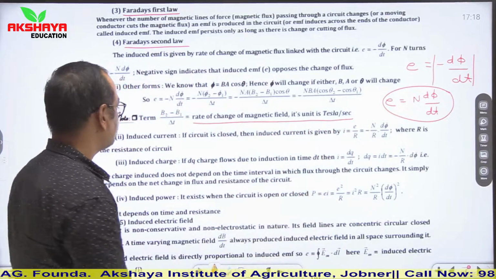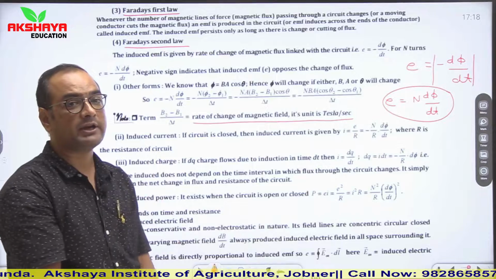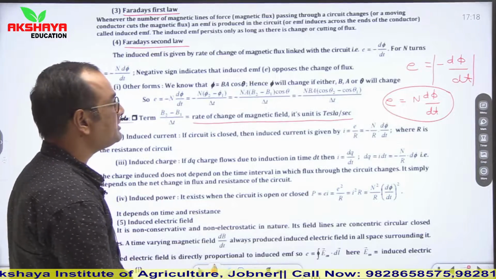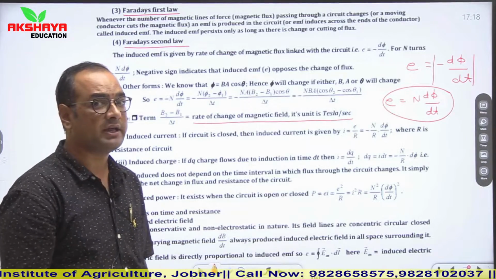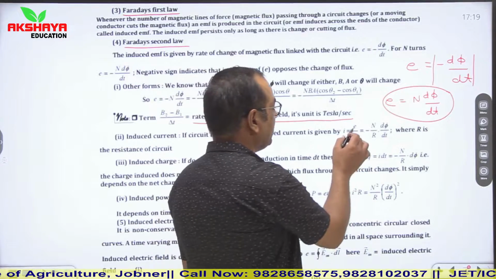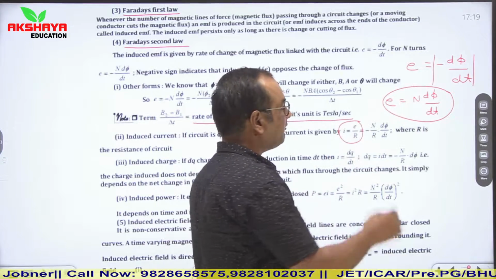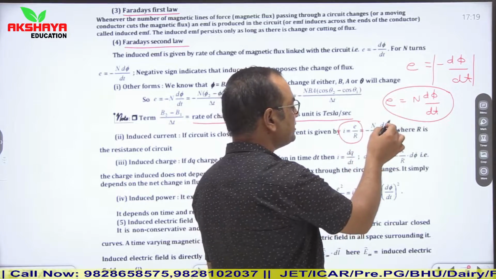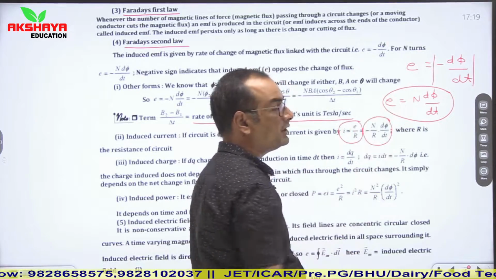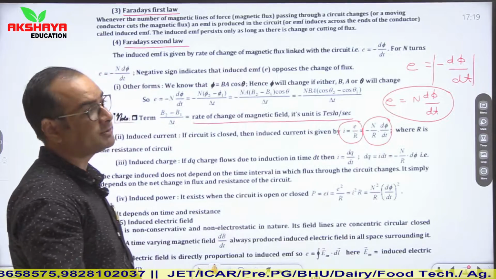Tesla per second. Similarly, if you have to calculate induced current, let us say the resistance of this coil is capital R, then induced current will be I is equal to E upon R. The value of E can be taken from here, so it is minus N upon R d phi upon dt. So here R is the resistance of the coil.